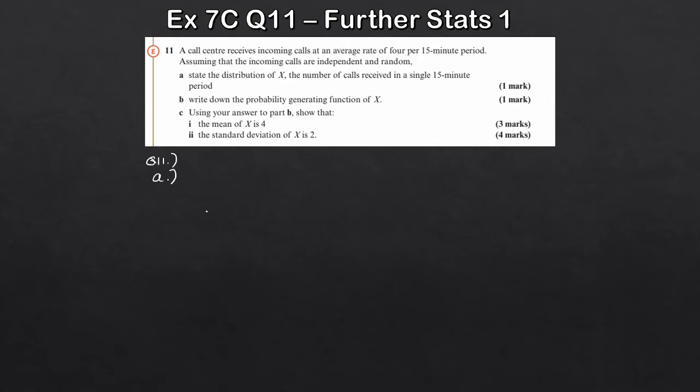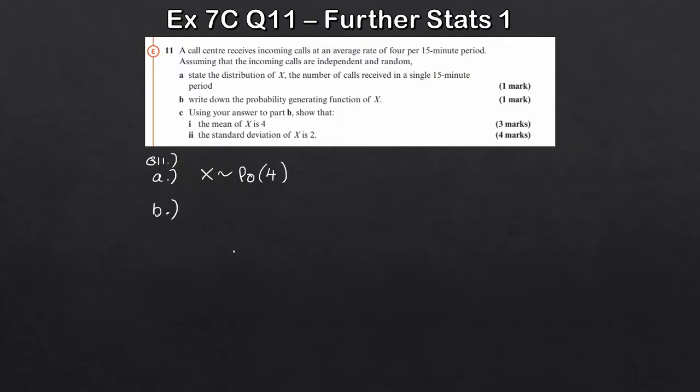It just wants us to state the distribution of x, the number of calls received in a single 15-minute period. So let's read the question. We've got a call centre again receiving incoming calls at an average rate of 4 per 15-minute period. Because we're looking at a time frame, it's got to be Poisson again. So x is a Poisson distribution, and what's my mean? 4 per 15-minute period, so I'll write that as a mean of 4. And that's simply all you've got to do for part A. Don't overcomplicate it.